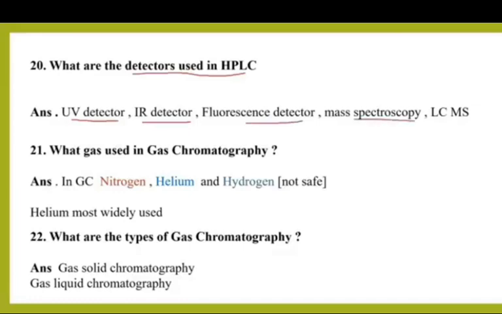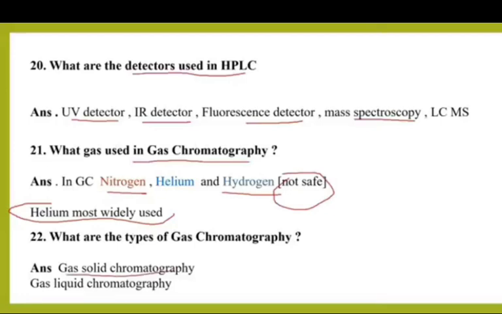So what gas is used in gas chromatography? In gas chromatography, generally helium is widely used. Here you can see helium is widely used, and other gases which are used are nitrogen and hydrogen. Hydrogen is not commonly used because it is not safe. And what are the types of gas chromatography? Generally two types of gas chromatography are there, which include gas solid chromatography and gas liquid chromatography.